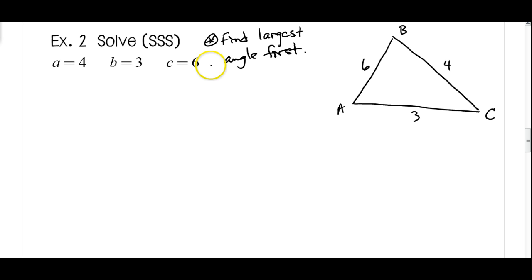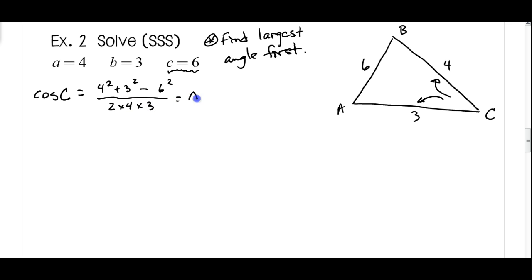So the largest angle is going to be opposite the longest side, so that's going to be side C. So I'm going to find angle C first. I know that the cosine of C, again, I'm going to look at my pattern. I'm going to use the two sides that C is included by, so that's 4 squared plus 3 squared, and then minus the side that it corresponds to, so that's 6 squared, over 2 times 4 times 3. So C is going to be the cosine inverse of that answer.